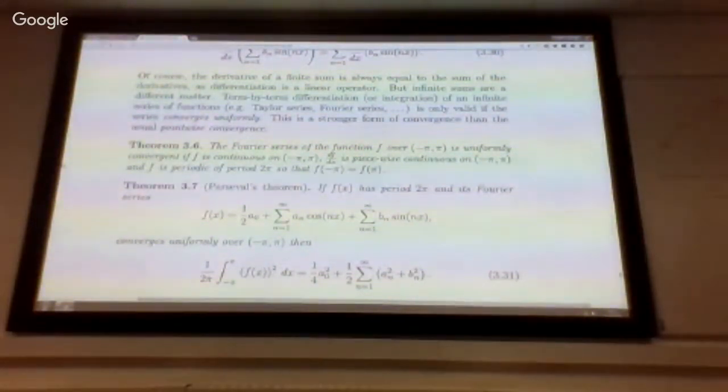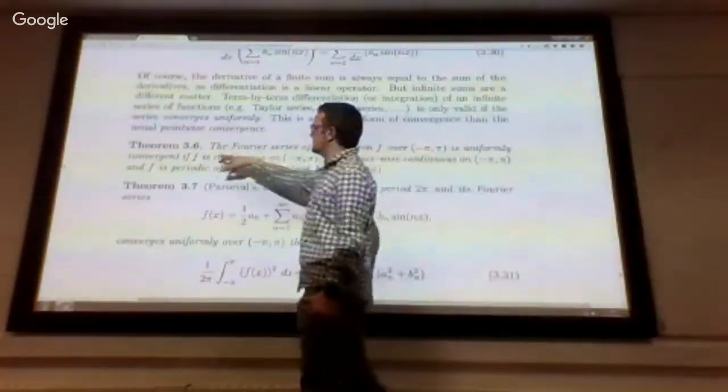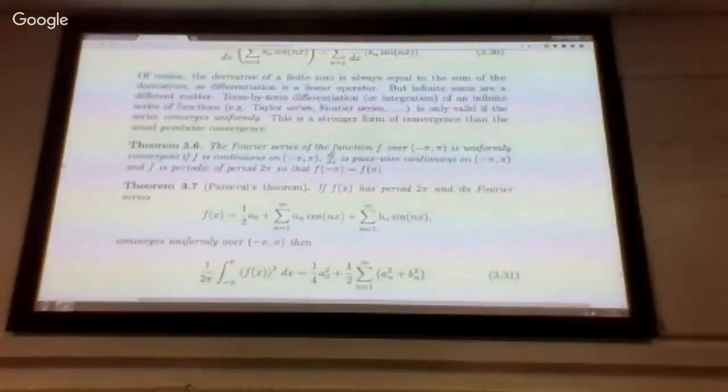So what this function kind of looks like it does is reach the same height at minus pi as it does at pi. As long as that is true, that's the last condition needed. That effectively means that the function is continuous everywhere, and it agrees with itself on the boundary at pi and minus pi. So theorem 3.6 says as long as these conditions are satisfied, then the convergence is uniform.